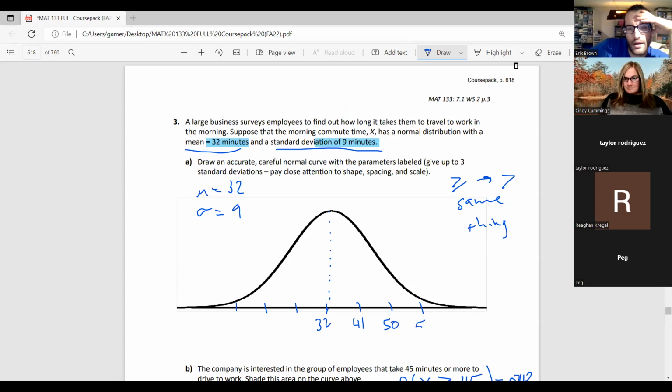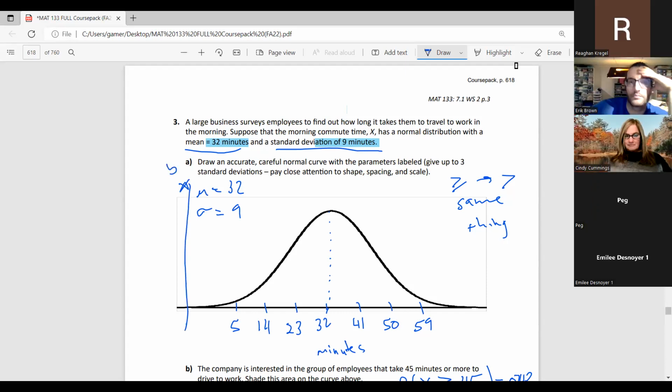So you added 9 for the upper values, you subtracted 9. Oh no, 23 for the lower values, 14, 5. And so this part down here, these are minutes. And then we're going to be working with area over here. Note that the y-axis is somewhere over here.